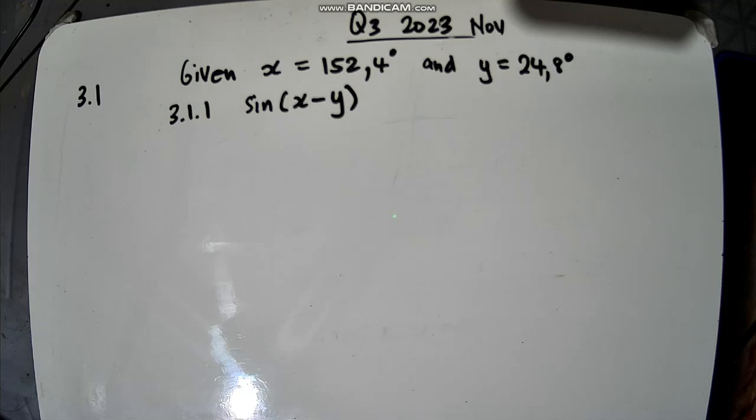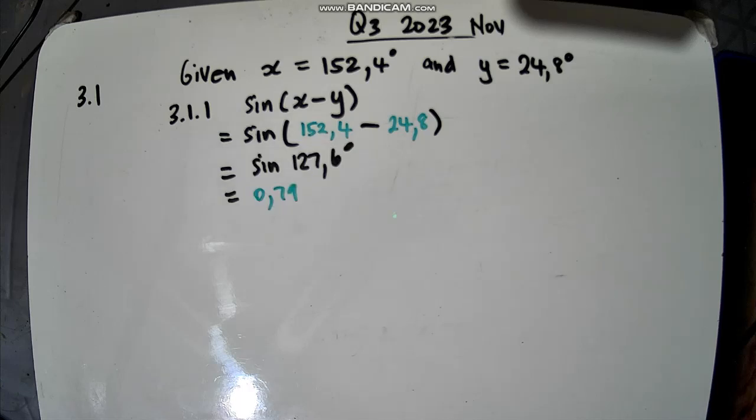Okay, we're on to question 3 again, but of 2023's paper. Right, here, this is the question, and all we have to do is substitute. Very similar to the previous paper. We then use our calculator and subtract those two values. And then we get sine 127,6 on our calculator. That gives us 0,79. So again, it's calculator work.